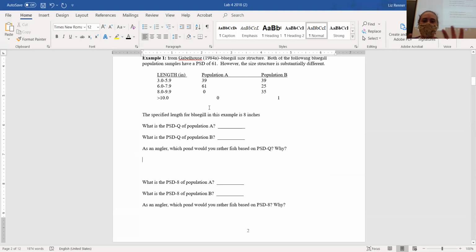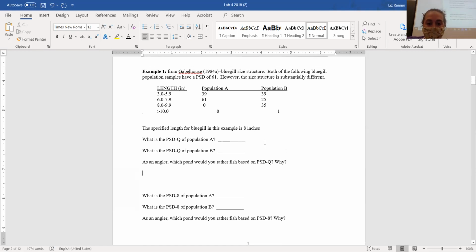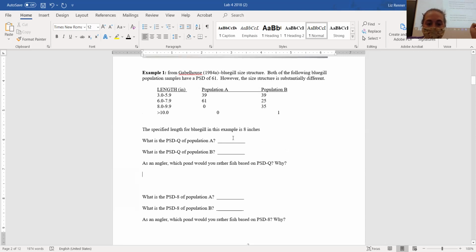But basically, you can see how one population is shifted towards small ones, but because of the difference in numbers between the two samples, it balances out to the same PSD of 61. Does that make sense? It's still calculated the same way for each of those populations. So you can have similar PSDs with different combinations of population sizes for each of those categories. Let's calculate. The specified length of bluegill in this example is 8 inches. So what is the quality PSDQ of population A? And what is the PSDQ of population B using that threshold of 8 inches?